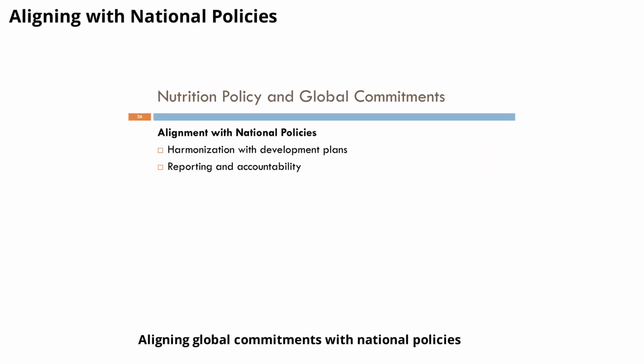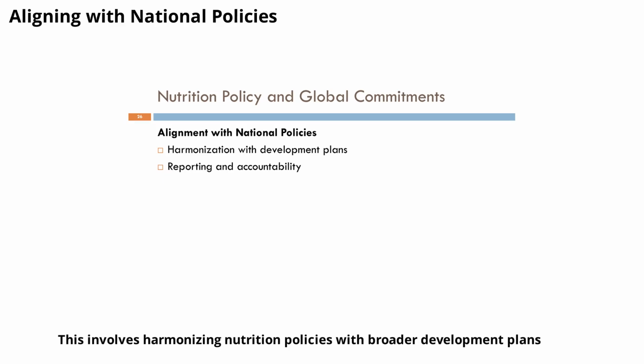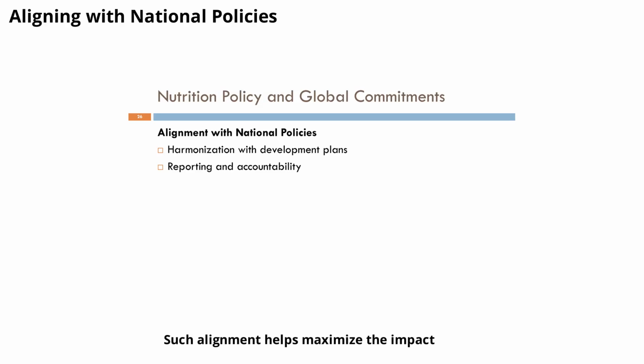Aligning global commitments with national policies is essential for coherence and effectiveness. This involves harmonizing nutrition policies with broader development plans, ensuring regular reporting, and maintaining accountability. Such alignment helps maximize the impact of both national and international efforts.